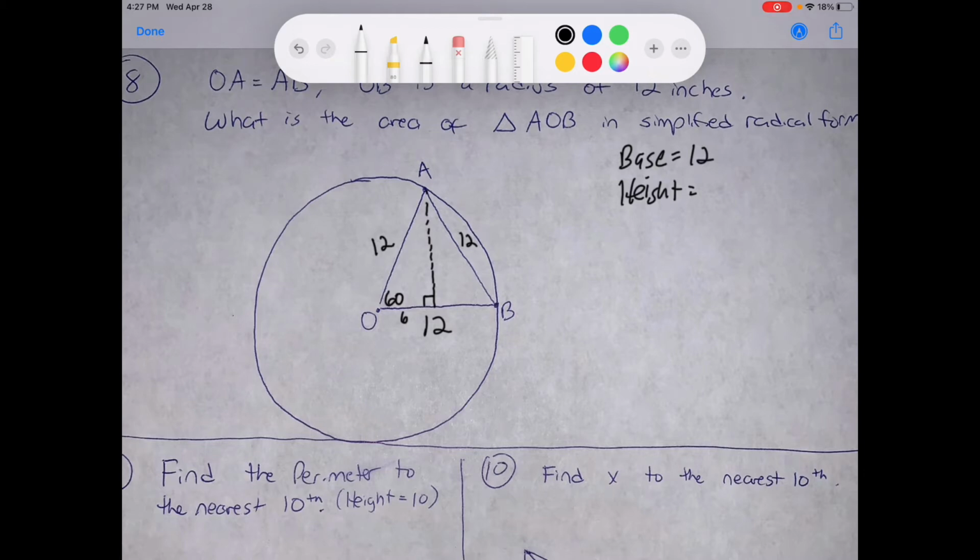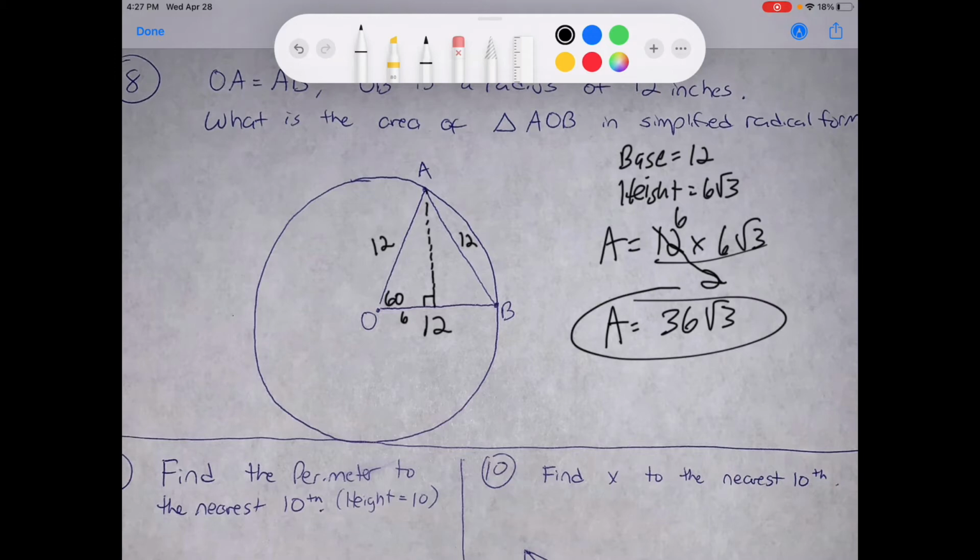My short side is 6. So what would my height be? The height is going to be my short side times root 3. Okay, so now I've got what I need. Area equals my base of 12 times my height of 6 root 3, divided by 2. So that is going to give me, 2 going into 12, 6 times 6 is 36 root 3.